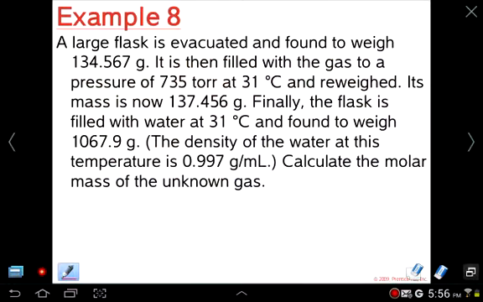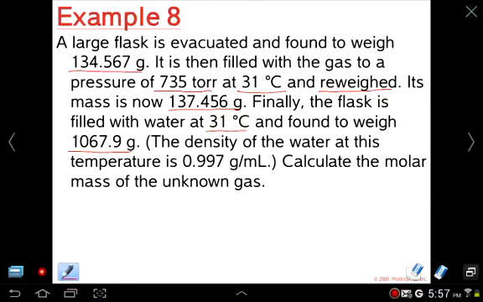So why don't we do this little problem. This problem will also be a bit involved, so let's see if we can make sense of it before we work it out. A large flask is evacuated and found to weigh a certain mass. It is then filled with a gas to a pressure of 735 torr at 31 degrees Celsius and then re-weighed. Its mass is now a little higher, 137,456. Finally, the flask is filled with water at 31 degrees Celsius and found to weigh a certain mass.